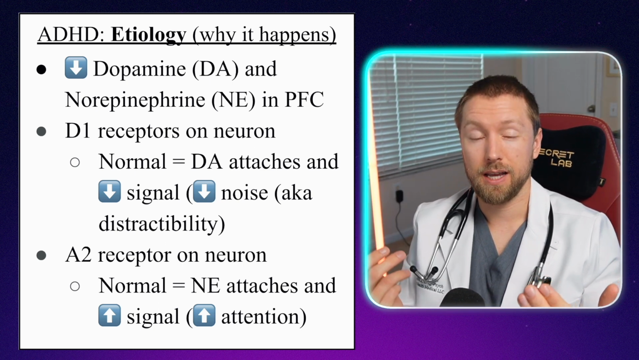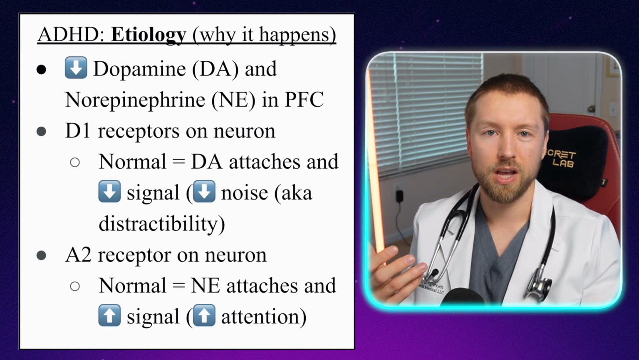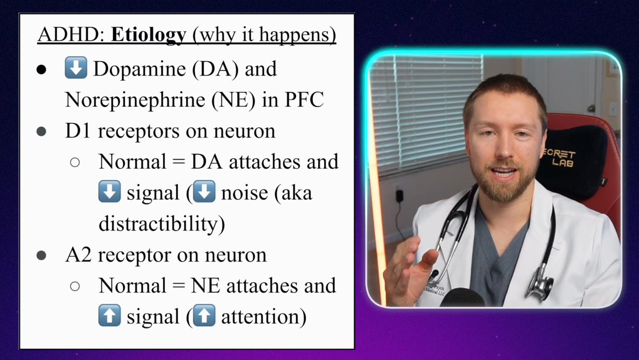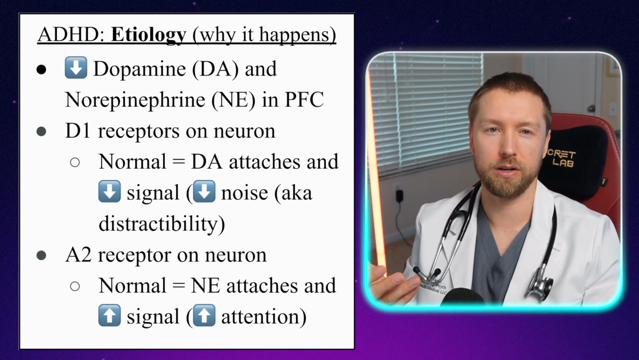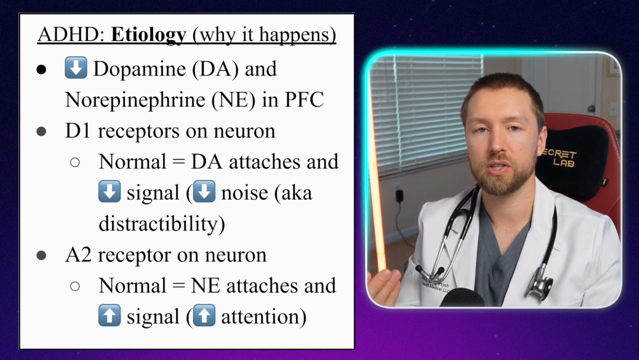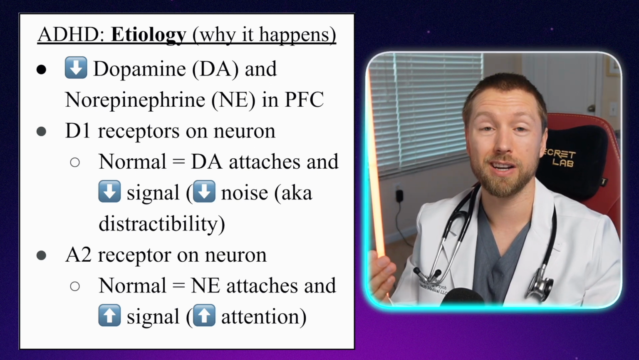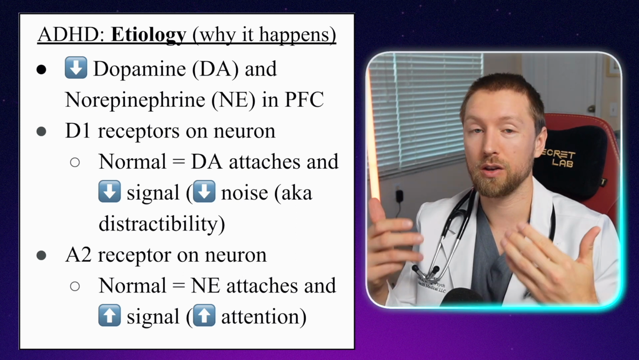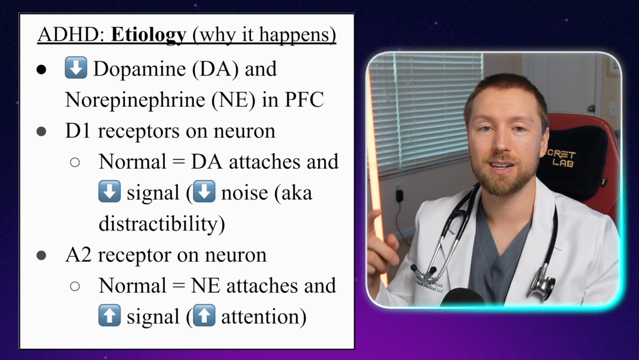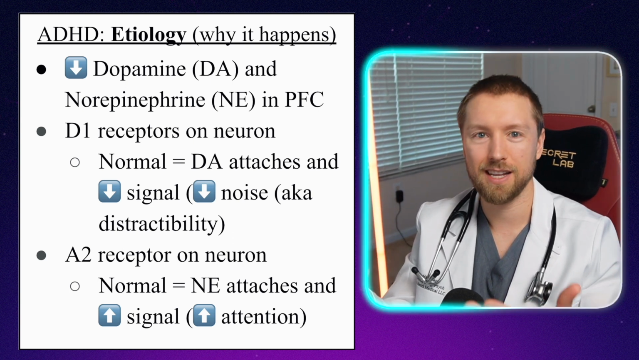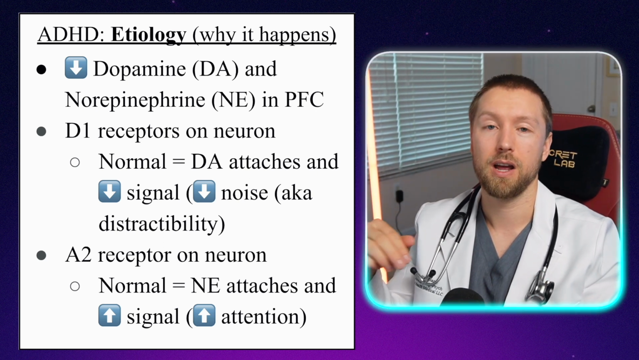When we're talking about A2 receptors or A1 receptors, those are both alpha receptors, and norepinephrine attaches to those. So a normal functioning brain will have enough norepinephrine, which will bind to the alpha 2 receptor, the A2 receptor, which will increase the signal through the neuron and therefore increase attention. So in a normal functioning brain where there's enough norepinephrine and enough dopamine, there's increased signal, which gives increased attention, and there's a decreased noise, so that means you can block out distractions.